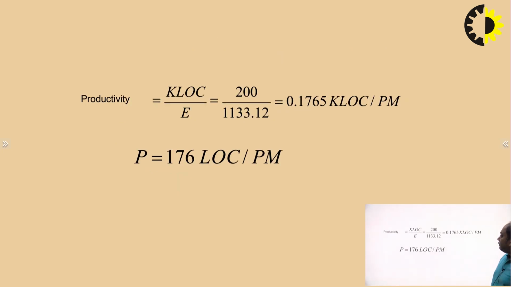So what is the productivity? The productivity is KLOC divided by effort. So KLOC is 200 and the effort is 1133.12, which comes to 0.1765 kilo lines of code per person month. So it comes to 176 lines of code per person month.